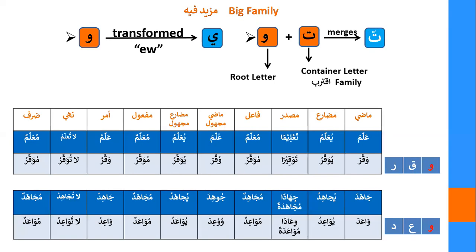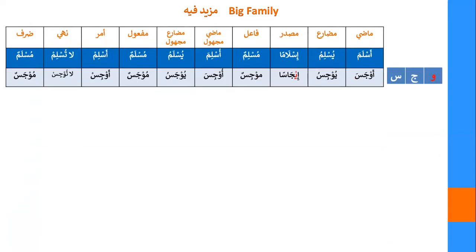Again, you have absolutely no irregularities and it behaves regularly. But when you have, let's say, the Aslama family, with Waw, Jim, Seen as your root letters, over here it should have been E U Jazan, but it became E Jazan to smooth out because we do not want the E U sound. So this is the only irregularity over here.